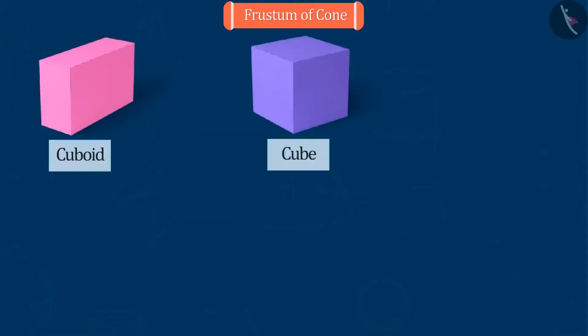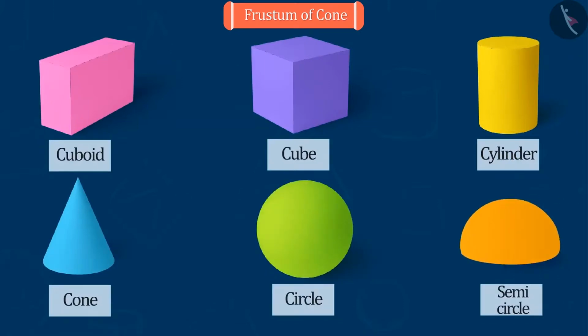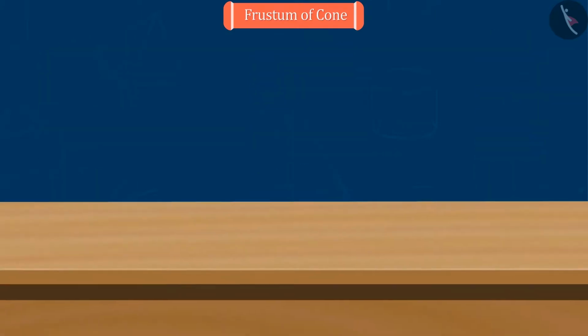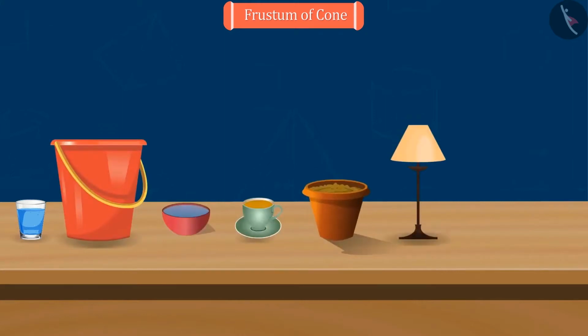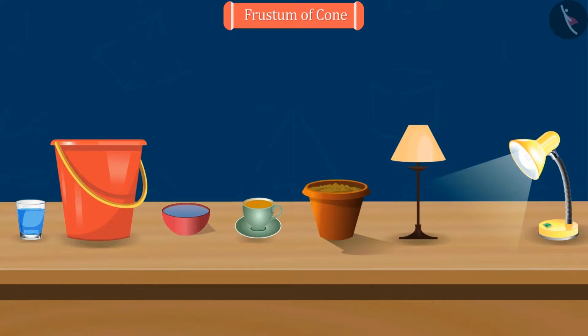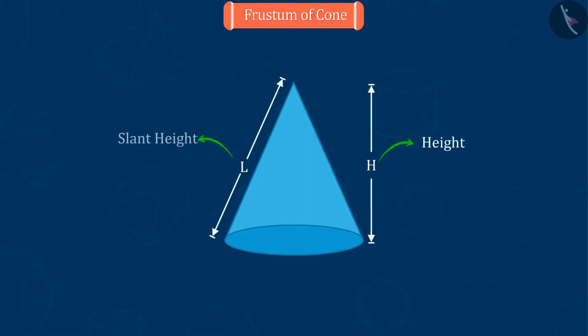Just as you are familiar with all the solid shapes in your daily life, in the same way, you have seen the frustum of a cone around you, such as this glass of water, bucket, bowl, cup, flower pot, table lamp, shape formed by light emanating from table lamp, etc. Let us now observe it. To understand the frustum of a cone, let's take a cone whose height is capital H, capital L is the slant height, and capital R is the radius.